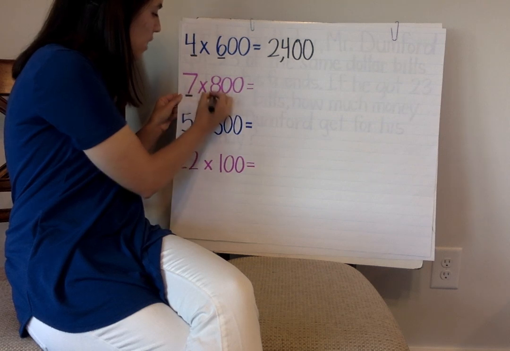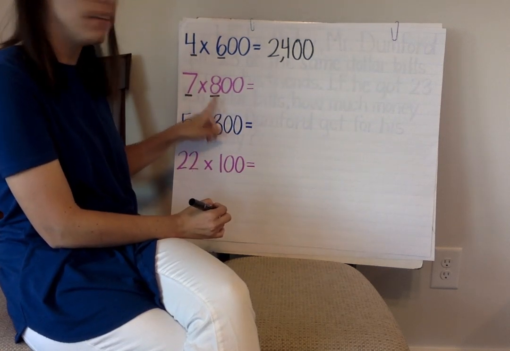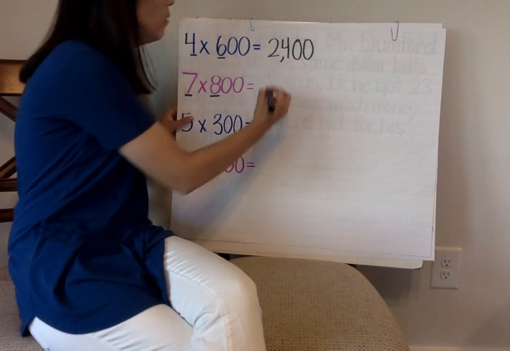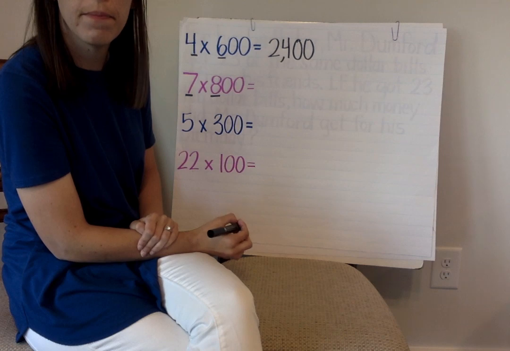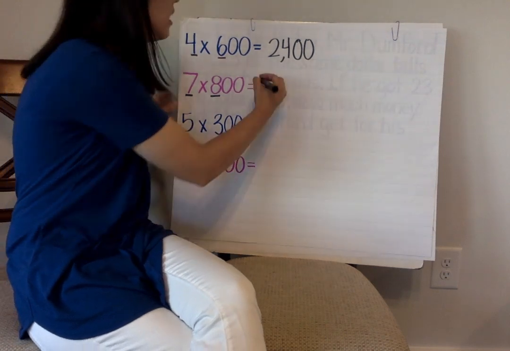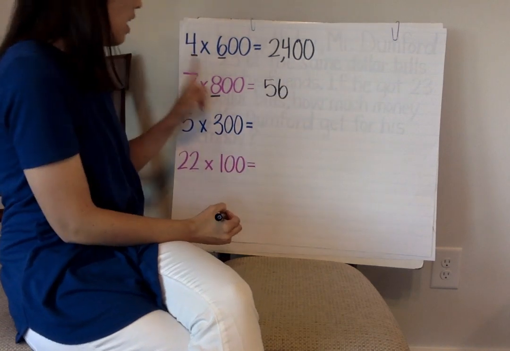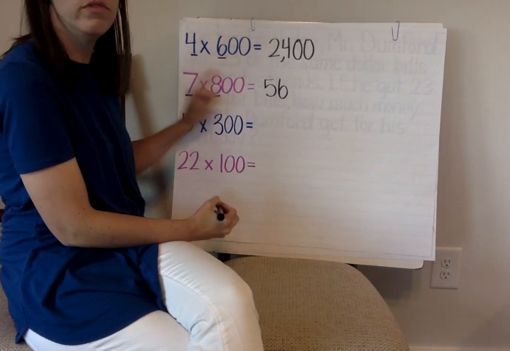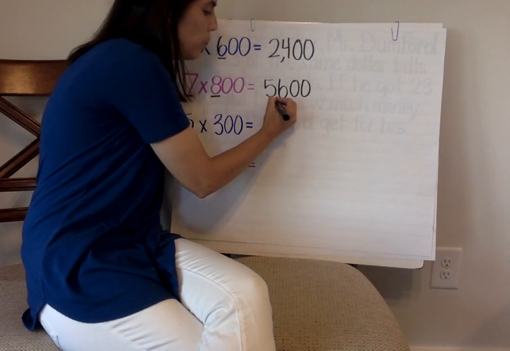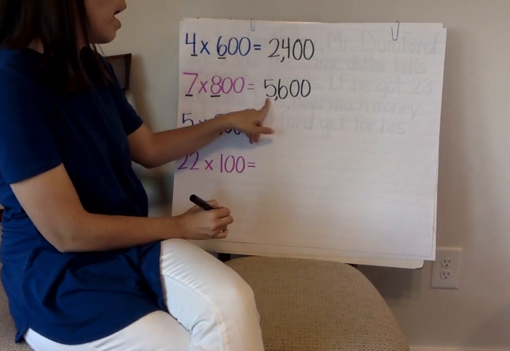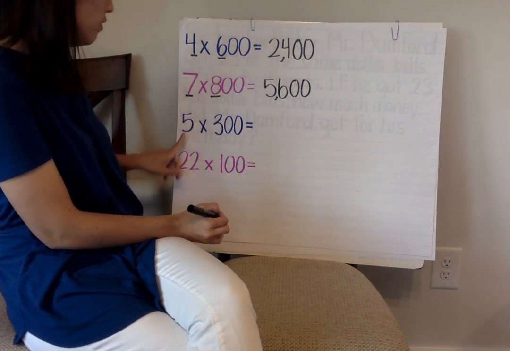Okay, let's try this one. I'm going to underline the digits that are not zero. So I'm underlining 7 and 8. 7 times 8. What is 7 times 8? 7 times 8 is 56. So I'm going to write 56. And I have 2 zeros. So I'm going to add 2 zeros to 56, which brings my product to 5,600.